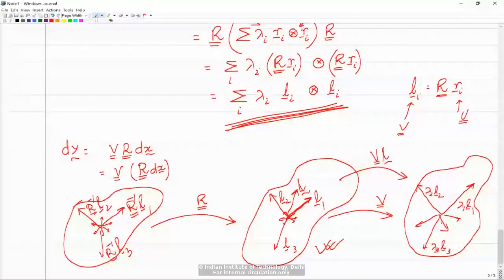Sir, how did we achieve the diagonalization of U matrix, sir, where we wrote eigenvalues in the diagonal place? Okay, that's a very good question. Let me see if I can answer that easily.